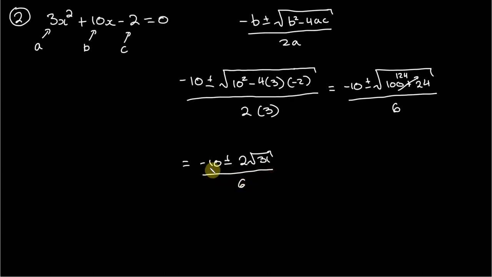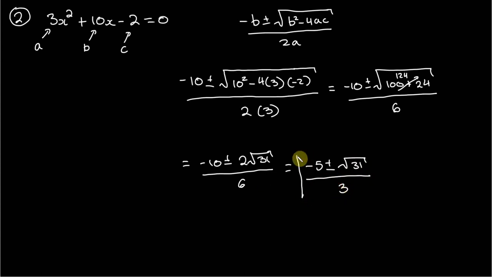Now we have a common factor of 2. Everything is divisible by 2. So negative 10 divided by 2 is negative 5 plus minus, and then 2 divided by 2 is 1. We don't need to write the 1 in front, so it's just negative 5 plus minus root 31. And of course 6 divided by 2 is 3.